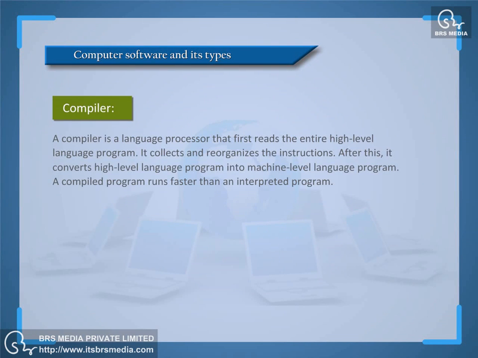Compiler. A compiler is a language processor that first reads the entire high-level language program. It collects and reorganizes the instructions. After this, it converts the high-level language program into a machine-level language program. A compiled program runs faster than an interpreted program.